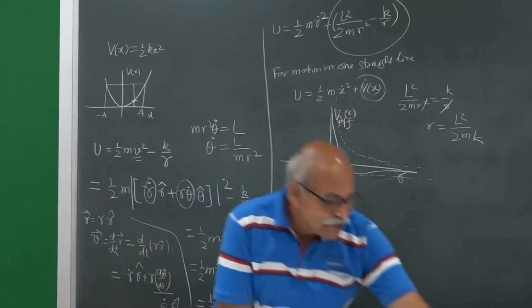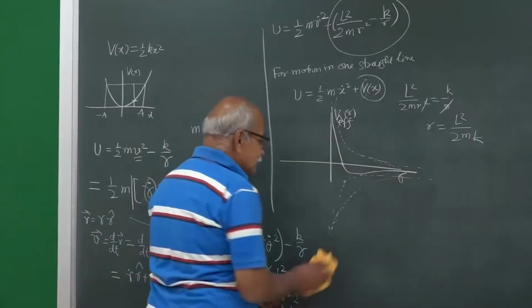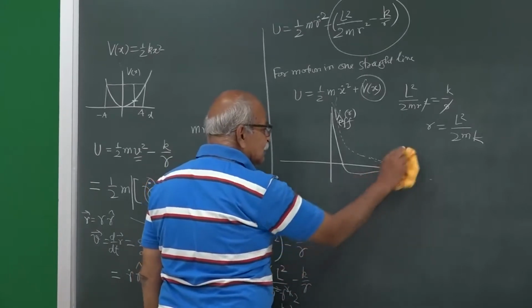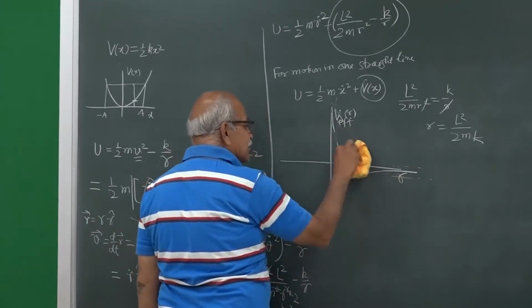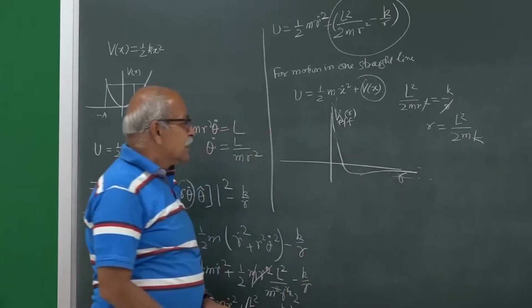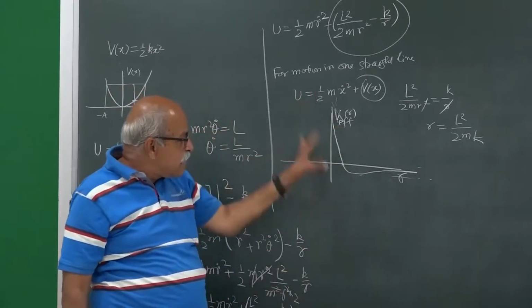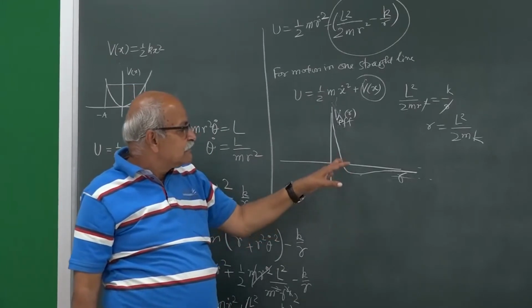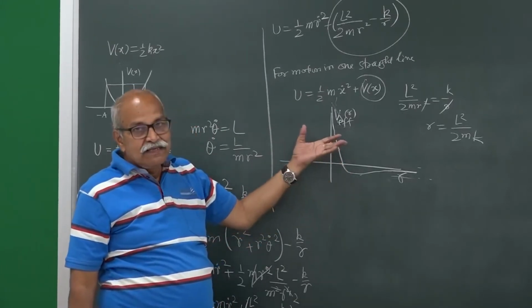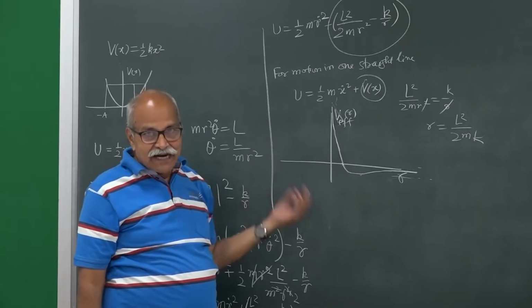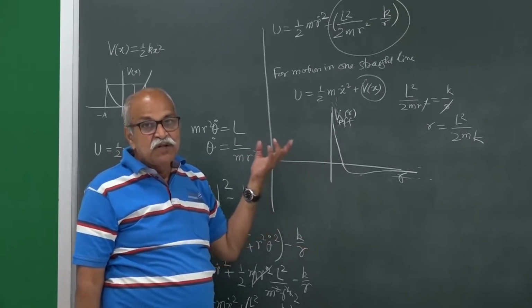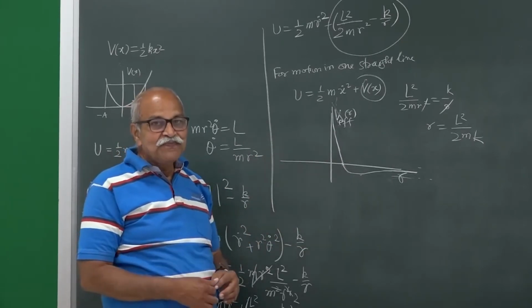So, now I can remove these dotted ones. This is my V effective, and from this diagram, from this shape, we can derive certain information about this inverse square attractive central force motion, that we will do next time.